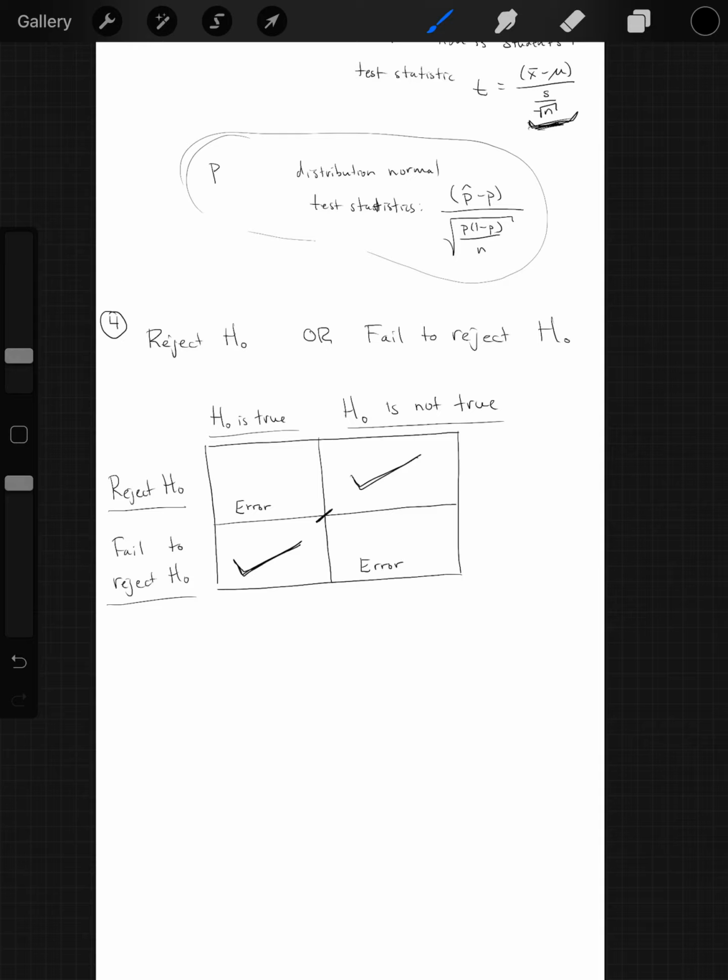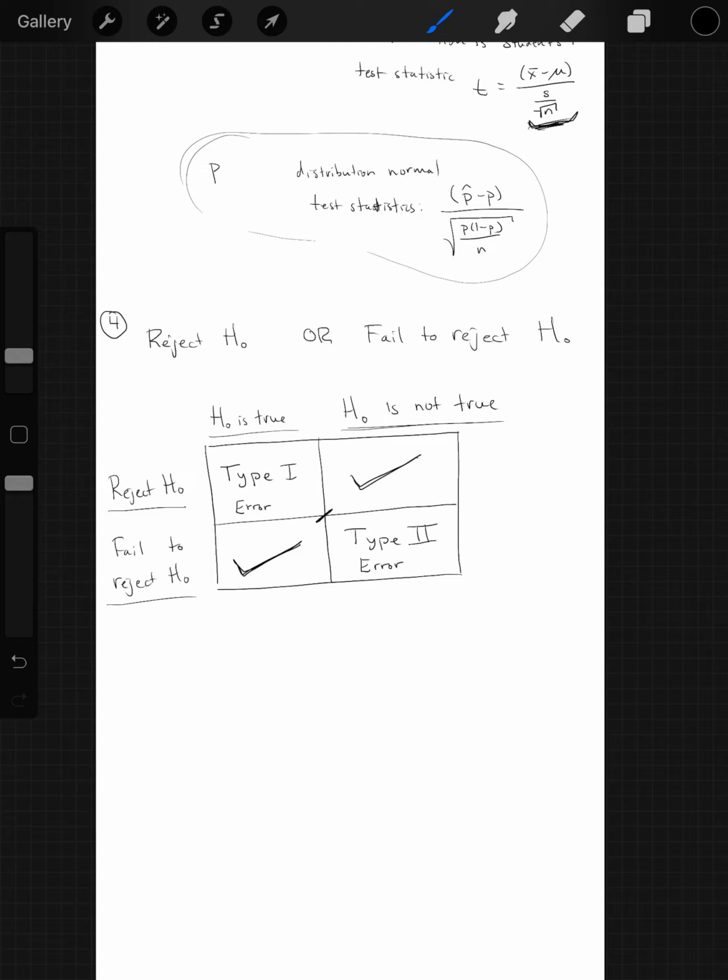If H naught was true but we rejected it, then we made a mistake. Not like a mistake in that we did our math wrong, but a mistake in that we're doing things with probabilities, and so we don't have a guarantee of getting the right answer. Same for if H naught is not true, but we fail to reject it, then we've also made a mistake. And these have names. This is a type 1 error, and this is a type 2 error.